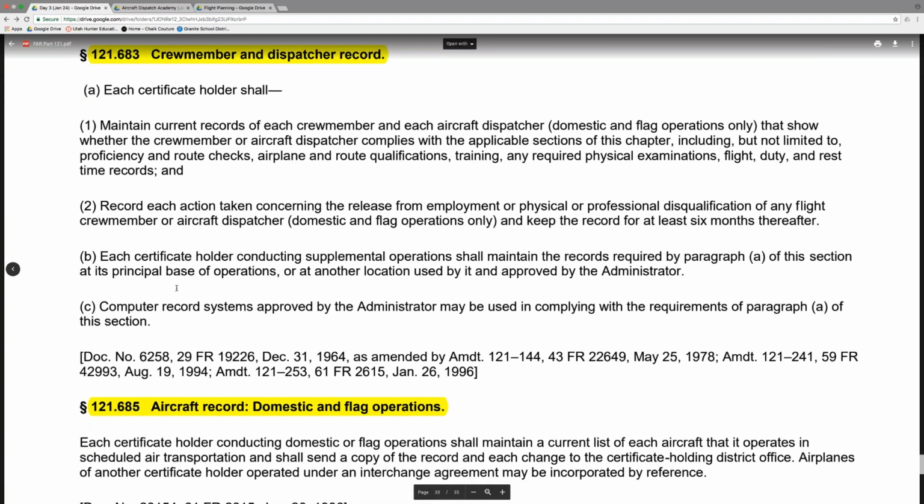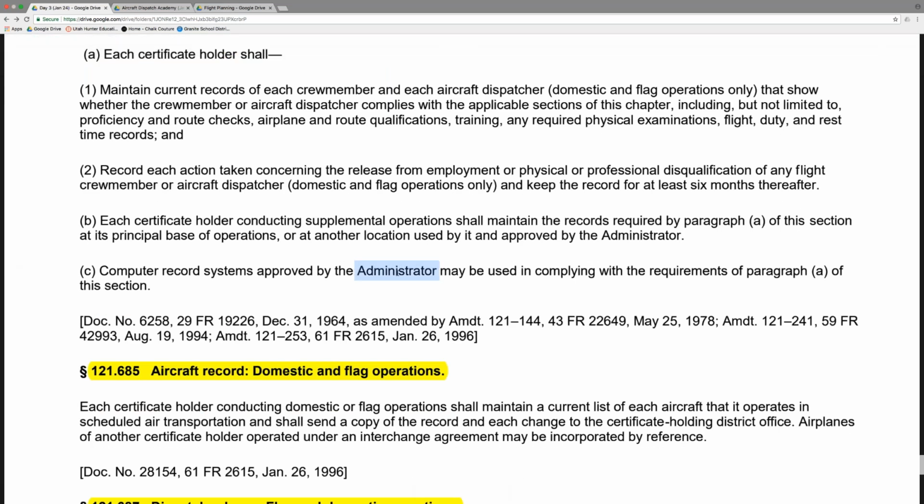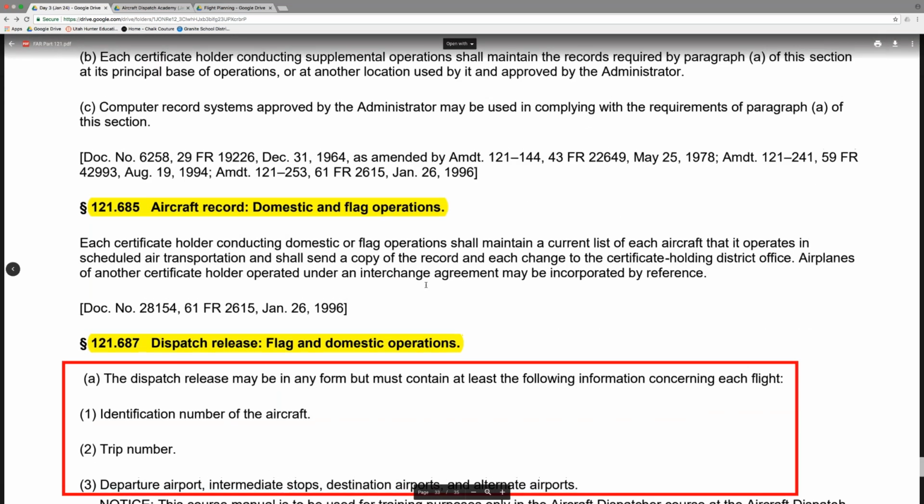Okay, so it's basically saying that any records just need to be kept at headquarters. You can only use a computer system to keep the records if the administrator has approved it. And then it says that as far as physical or professional disqualification from flight, from any flight crew member or aircraft dispatcher, the record is kept for at least 6 months. Okay.